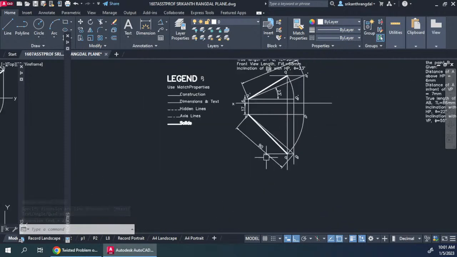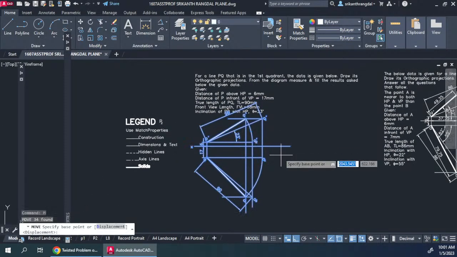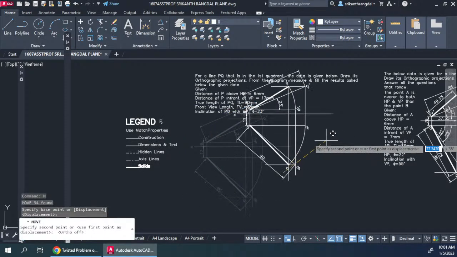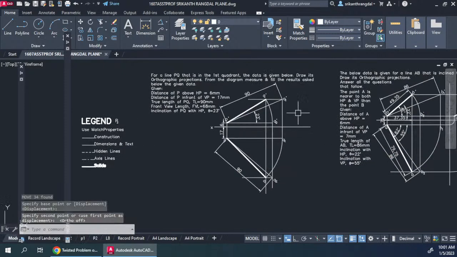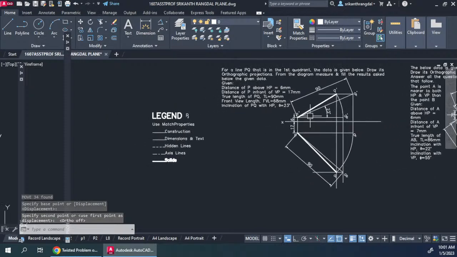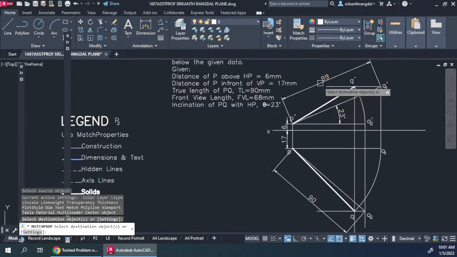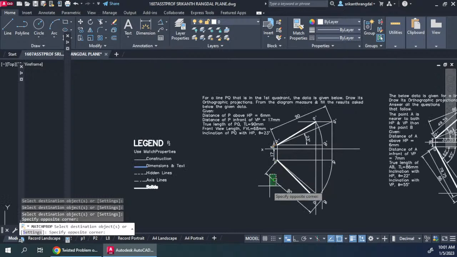Let's move this slightly over here. And then we have to apply this property over here. So match property, enter, take this property and apply it on all these dimensions that we have applied till now.